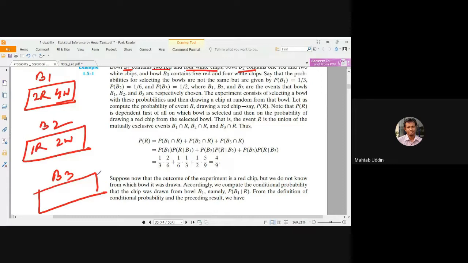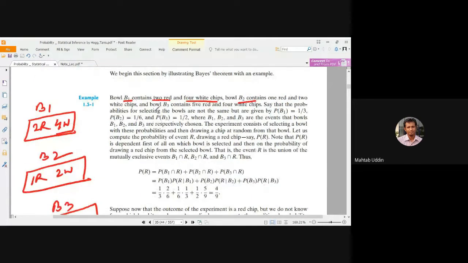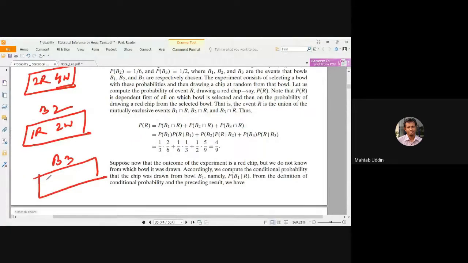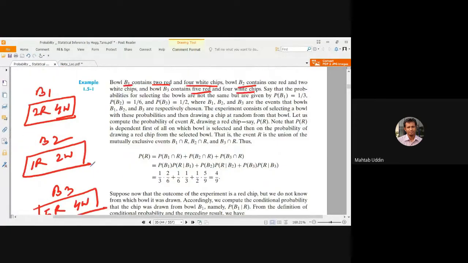What is B3? 5 red, 4 white. So those are the informations. Say that the probability of selecting the balls not same, but this. Probability of selecting B1 is 1/3, B2 is 1/6, and B3 is half. Okay.